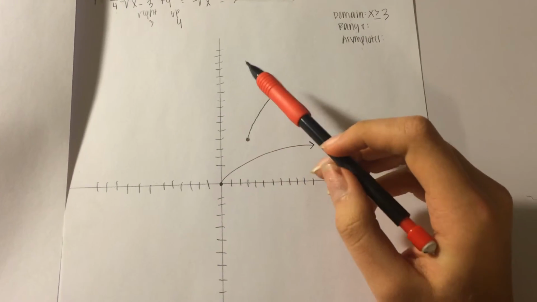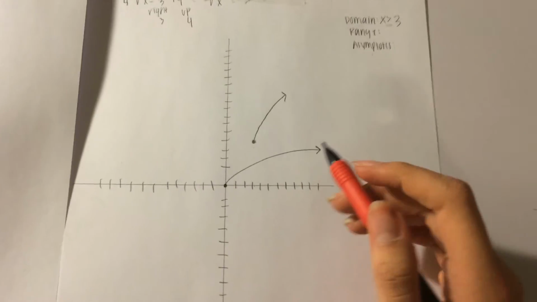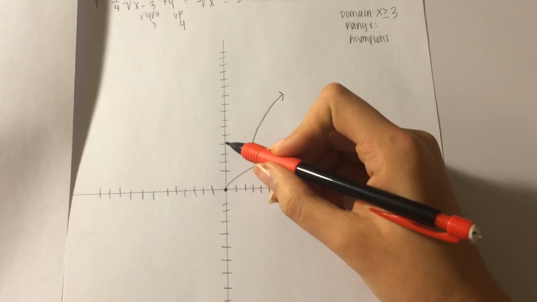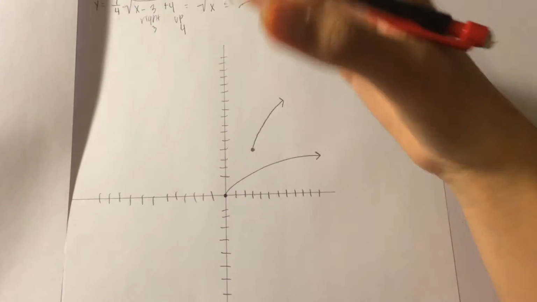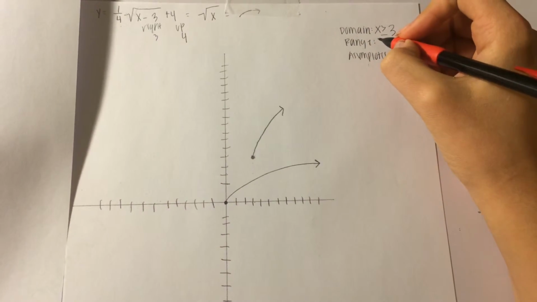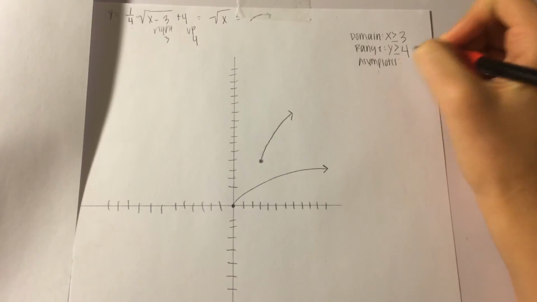My range, I look at my y values, and I'm going to count 1, 2, 3, 4. My range can go up, greater than 4. It cannot go less because the graph does not exist anywhere lower than this. So my range has to be y has to be greater than or equal to 4.